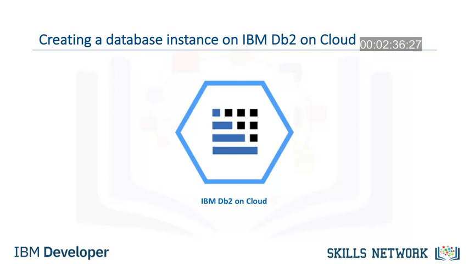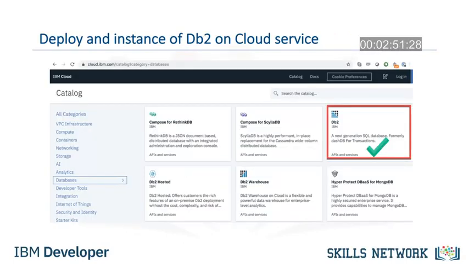IBM Db2 on Cloud is a SQL database provisioned for you in the cloud. You can use Db2 just as you would use any database software, but without the overhead and expense of hardware setup or software installation and maintenance. Now let's see how we can set up a service instance of Db2.